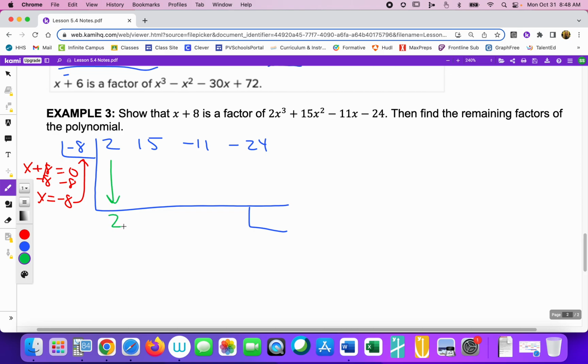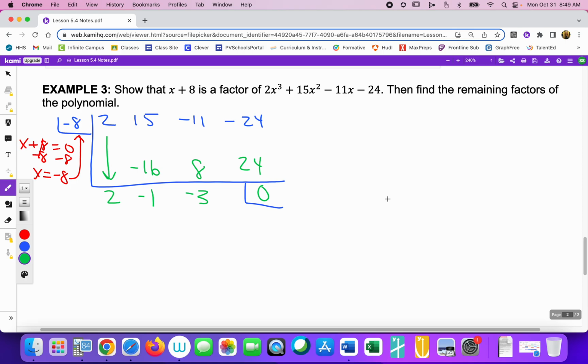If we bring the 2 down, what's -8 times 2? -16. 15 minus 16 is -1. -8 times -1 is 8. -11 plus 8 is -3. -8 times -3 is 24. So the remainder is 0. Okay, so this is your evidence that x plus 8 is a factor of that. Sometimes it's your only way of factoring, which is why they kind of go together. So we now have, how do I write this as a polynomial?